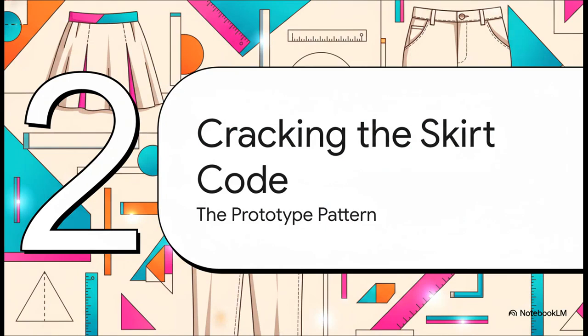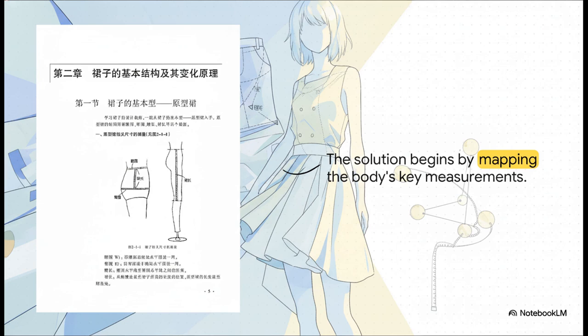So, the first, and maybe the most elegant solution to this whole puzzle, lies in the basic skirt. You can think of it as the prototype, like the original piece of code that countless variations are written from. And it has a secret weapon. It all starts with data. The process kicks off by basically mapping the landscape of the body. You need 3 critical measurements: the waist, the hips, and the distance between them. And of course, the length you want the skirt to be.